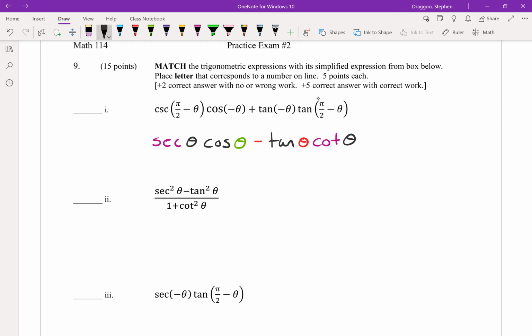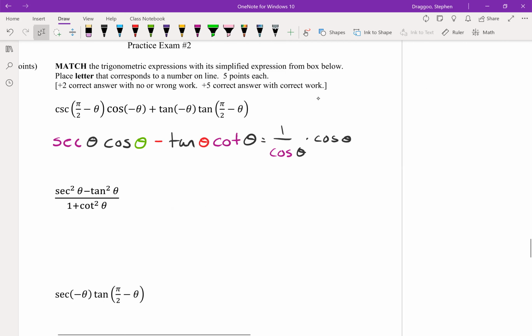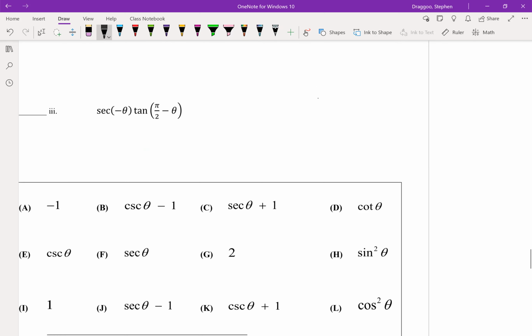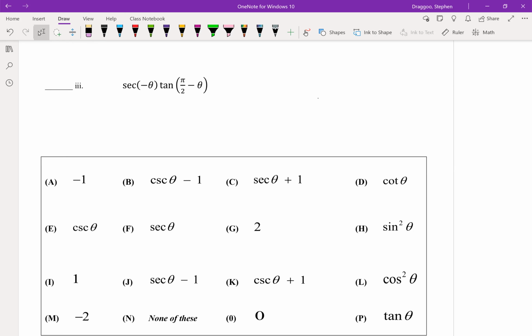Yeah, it's tomorrow. Up next, secant is 1 over cosine theta times cosine theta minus tangent theta times cotangent, which is 1 over tangent theta. So that simplifies to 1 minus 1, which is 0. That's probably a pretty simple answer. Let's go check the box. And anytime I'm listing out a ton of answers, 0 and O will always be the same thing because they look identical. So it came out to 0, which is option O.